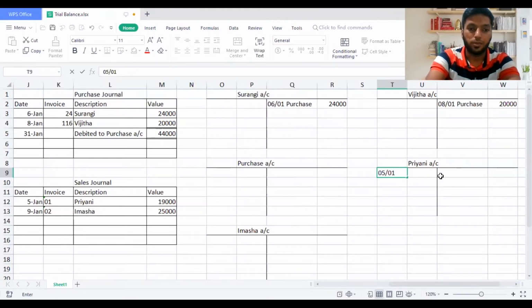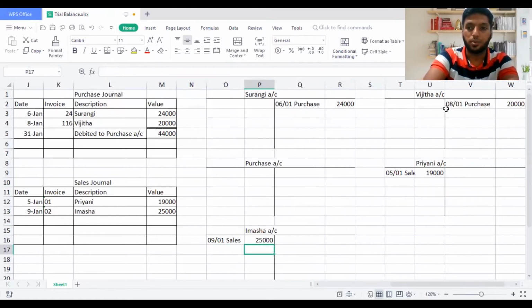On 5th January, Priyani is purchasing. So here you say sales, 19,000 of value. On the Imasha side, again, you will write the date January 9th. You will write sales, and here you write 25,000. So that is the basic recording of the books. Now we have recorded the basic things.